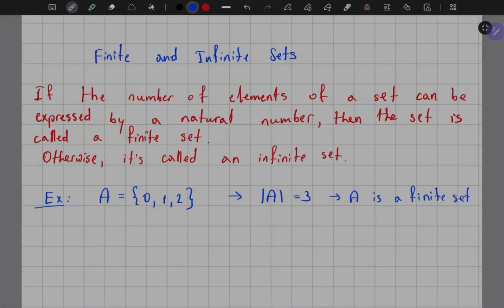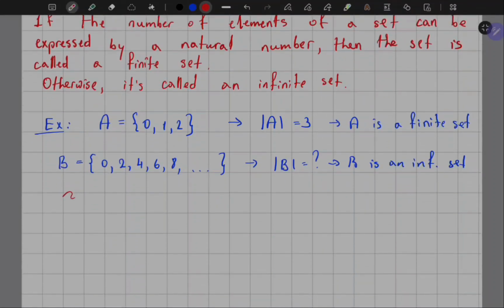finite set. Also, let's write set B, which contains even numbers. For example, let me start from 0, 2, 4, 6, 8, and it goes on. We cannot express the cardinality of B by a natural number. So our set B is an infinite set. And we also have really well-known examples like natural numbers, integers, rational numbers, real numbers, and the set of complex numbers, which are just some of them.